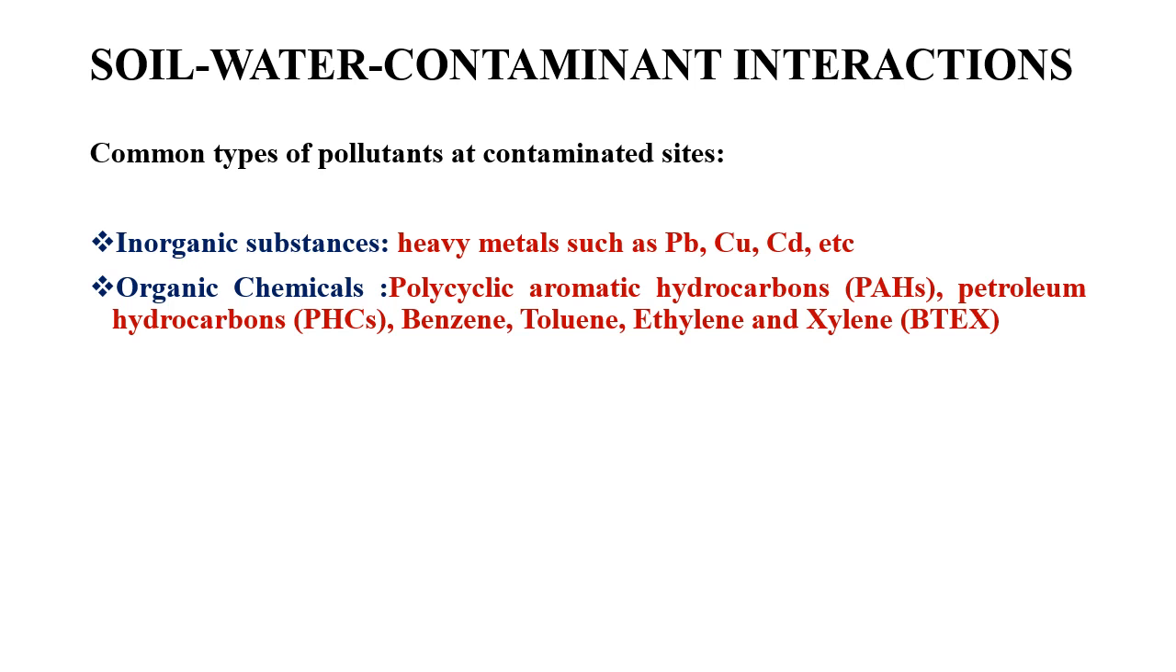Now, in general, there are many types of pollutants which are possibly seen at contaminated sites. Let's classify them as inorganic pollutants and organic pollutants. Under inorganic pollutants, mainly the heavy metals come, like lead, copper, cadmium. All the heavy metals will come under inorganic pollutants or contaminants, and under organic chemicals you will have compounds like polycyclic aromatic hydrocarbons or petroleum hydrocarbons, then benzene, toluene, ethylbenzene and xylene.